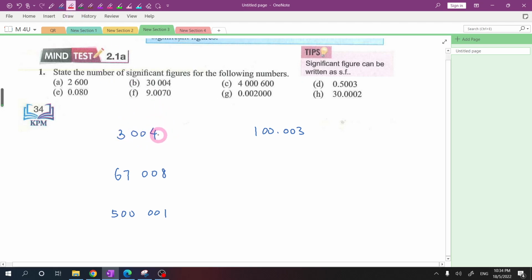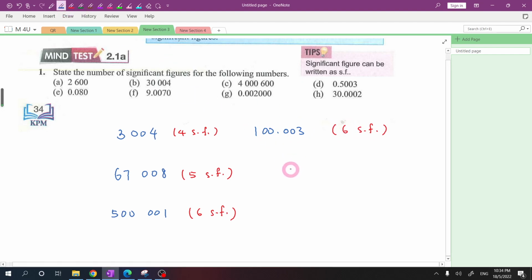How many significant figures do we have here? 1, 2, 3, 4. How about this one? 1, 2, 3, 4, 5. How about this one? 1, 2, 3, 4, 5, 6. Okay, how about this one? 1, 2, 3, 4, 5, 6. 6 significant figures.